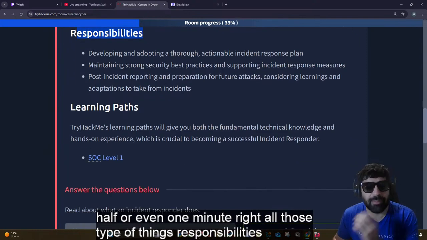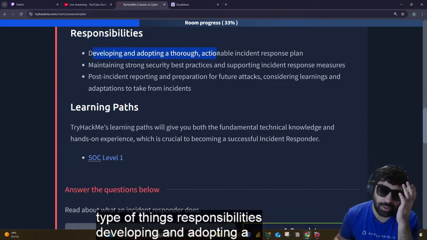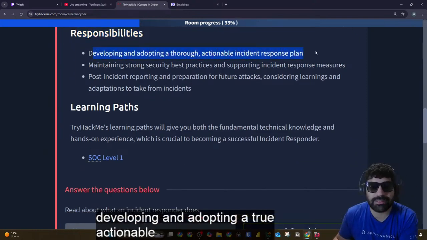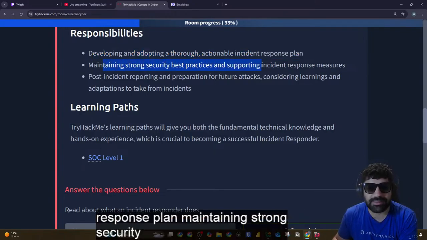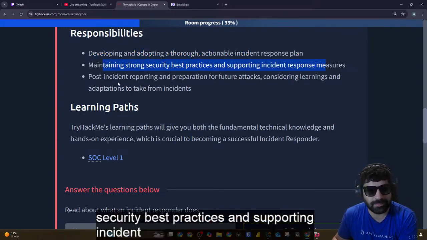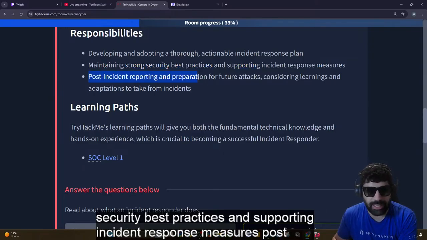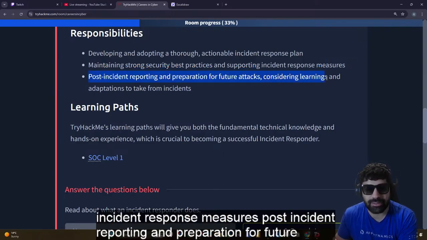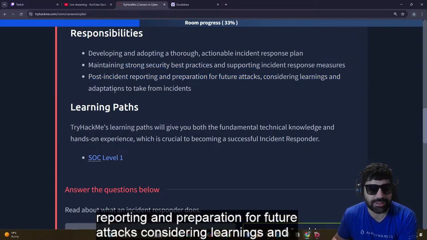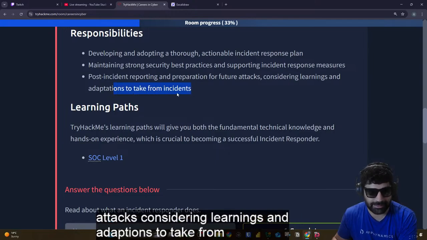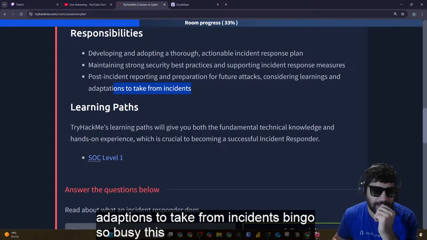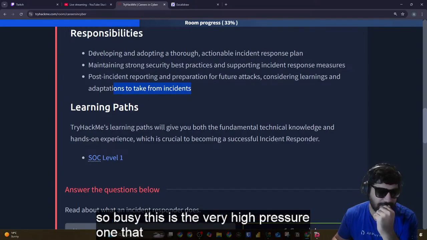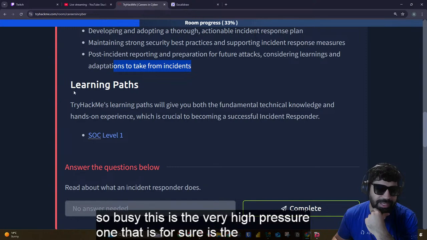Responsibilities: developing and adopting a thorough, actionable incident response plan, maintaining strong security best practices, and supporting incident response measures. Post-incident reporting and preparation for future attacks, considering learnings and adaptations to take from incidents. Bingo. So basically, this is a very high pressure one, that is for sure. The company is going down, right, as we speak.